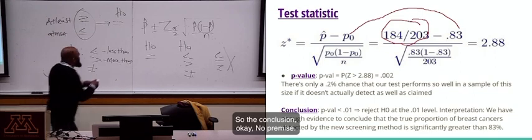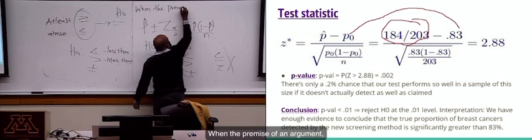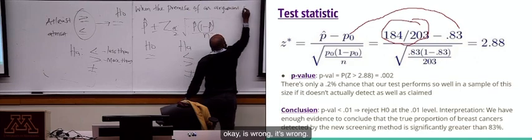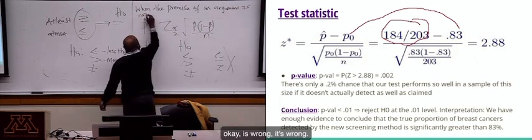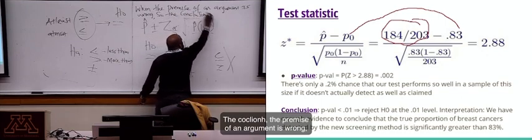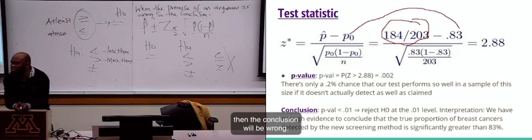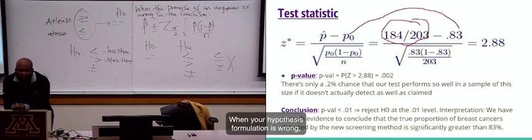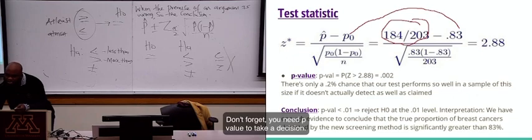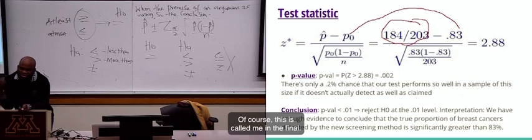When the premise of an argument is wrong, then the conclusion will be wrong. When your hypothesis formulation is wrong, then the decision you're going to take is going to be wrong. Don't forget, you need the p-value to take a decision. Of course, this is coming in the final exam.